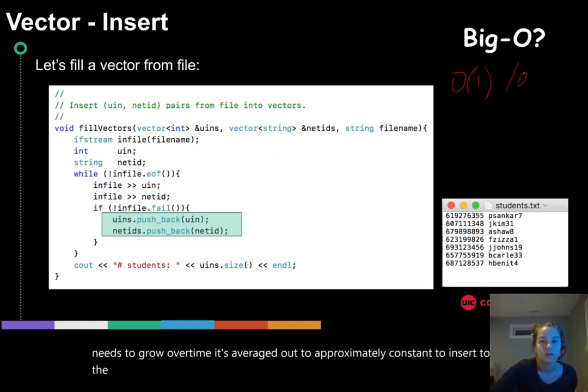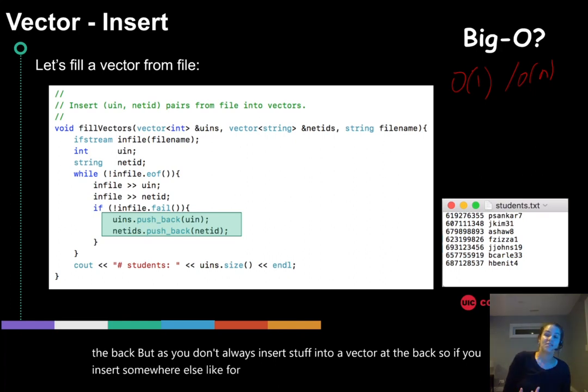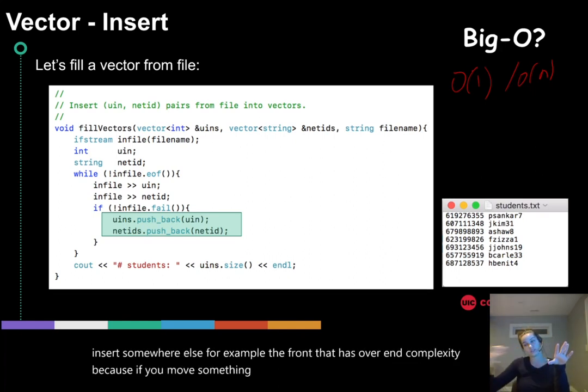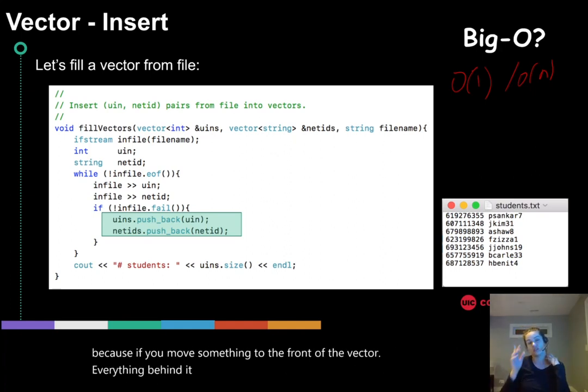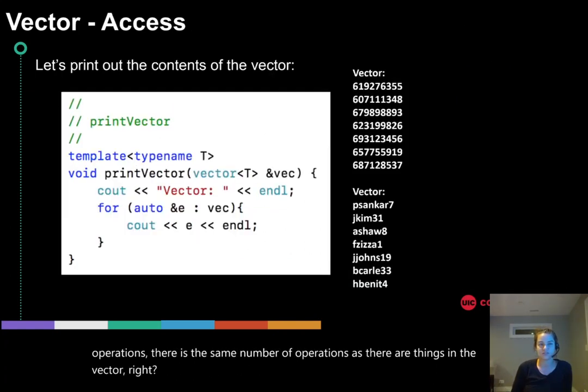But as you know, you don't always insert stuff into a vector at the back. If you insert somewhere else, like for example the front, that has O(n) complexity, because if you move something to the front of the vector, everything behind it has to be shifted. If you count up all those operations, there are the same number of operations as there are things in the vector, right? So that's insert for vector.